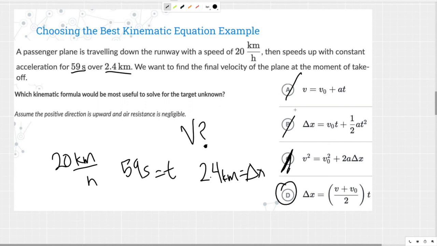So hopefully you understand a little bit of kinematic equations. In the next video, I'm going to be discussing more about how to solve kinematic equation questions.